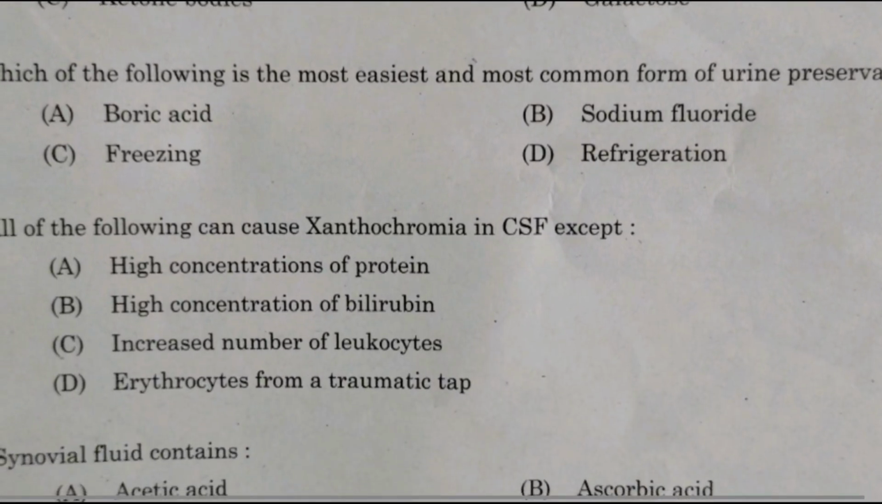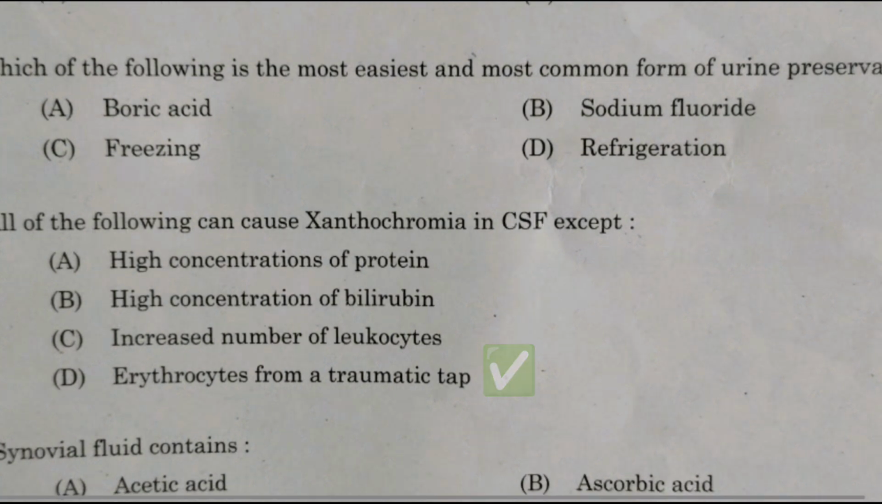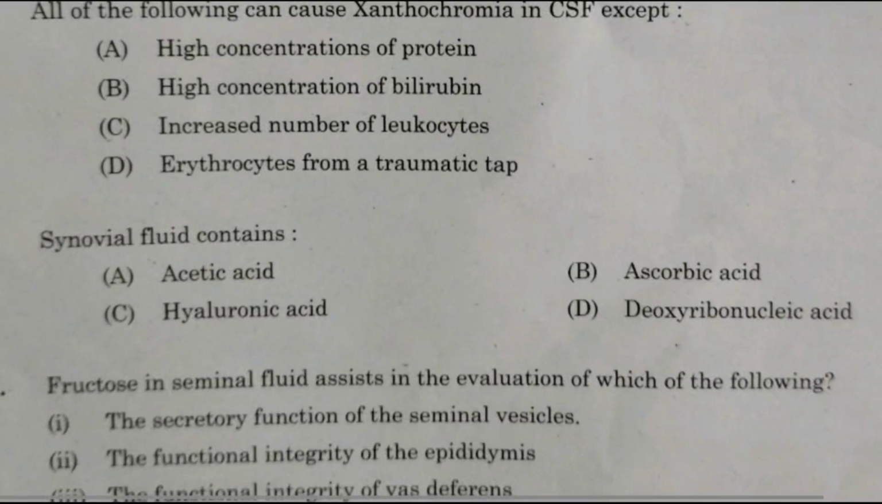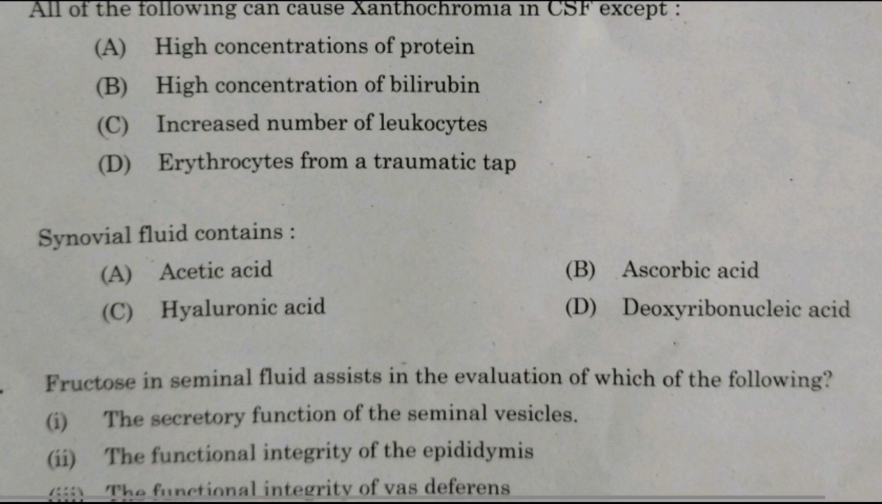Next one. All of the following can cause xanthochromia in CSF except. The right answer is option D, erythrocytes from traumatic tap. Erythrocytes from traumatic tap will not cause xanthochromia. Next one. Synovial fluid contains. Right answer option C, hyaluronic acid.